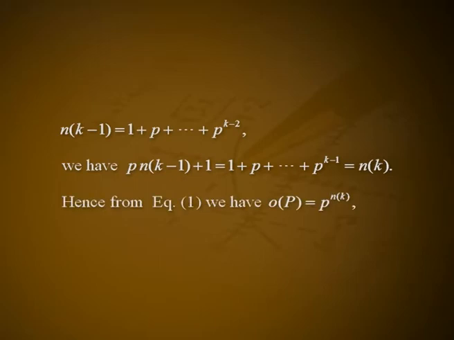We claim that P is the required p-Sylow subgroup of S_(p^k). As n(k-1) is equal to 1 plus p plus etc. plus p^(k-2), we have p times n(k-1) plus 1 is equal to 1 plus p plus etc. plus p^(k-1) is equal to n(k). Hence, from equation 1 we have the order of P is equal to p^(n(k)), and hence P is a p-Sylow subgroup of S_(p^k).